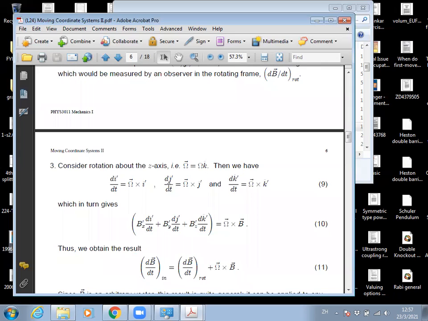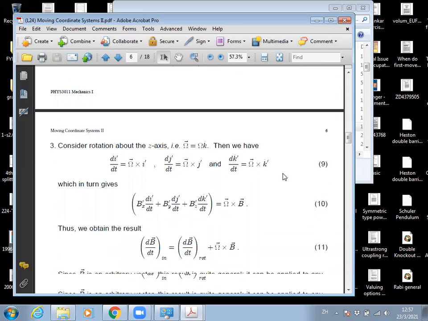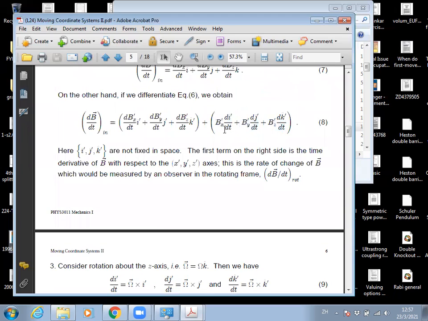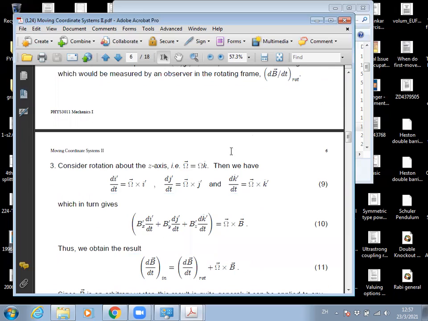How about j prime? Again, the cross product between the omega vector and the j prime vector. How about the time derivative of the k prime vector? Again, the cross product of the omega vector and the k prime vector. So this second term can be summarized in this form. We put back the components.